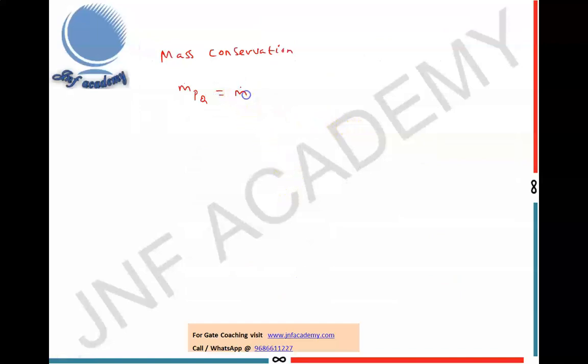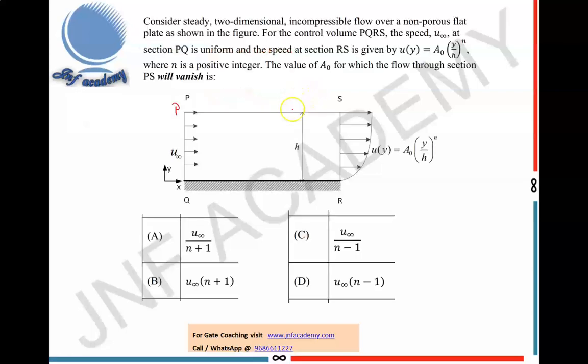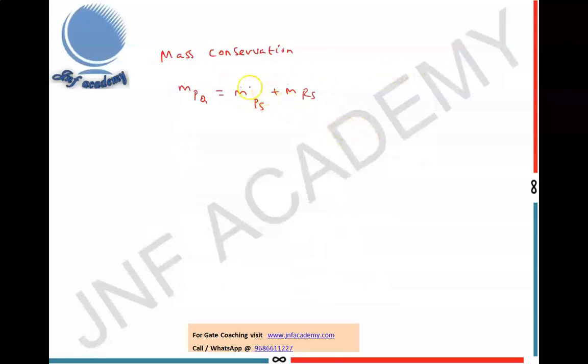M dot PS, which is the vanished flow that has been given in the question, plus M dot RS. So M dot PS is this surface, right? But they have clearly told the flow through that PS section will vanish. And M dot RS also we have put. But since the flow through the section PS is vanished, we can consider this mass flow rate to be 0. So now M dot PQ equals M dot RS.